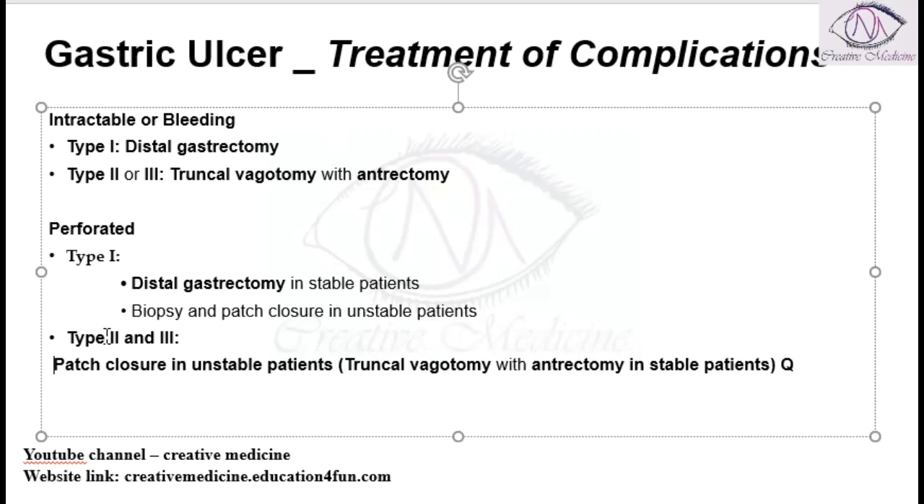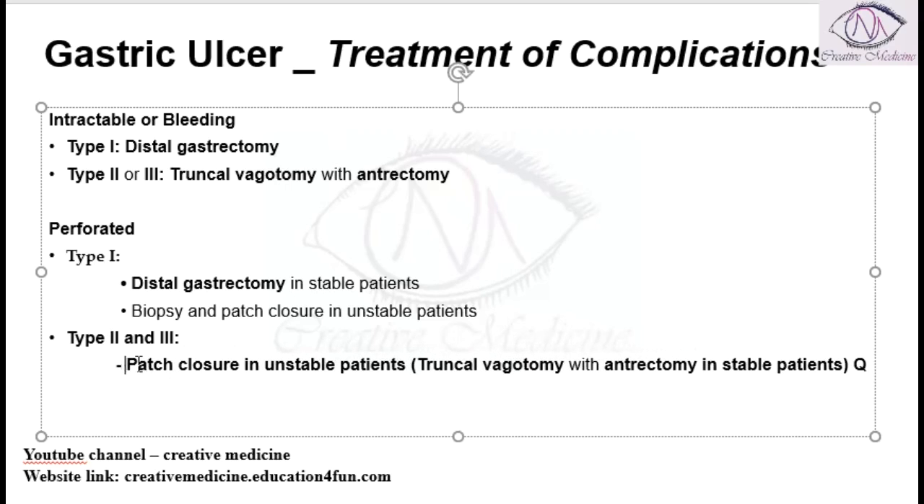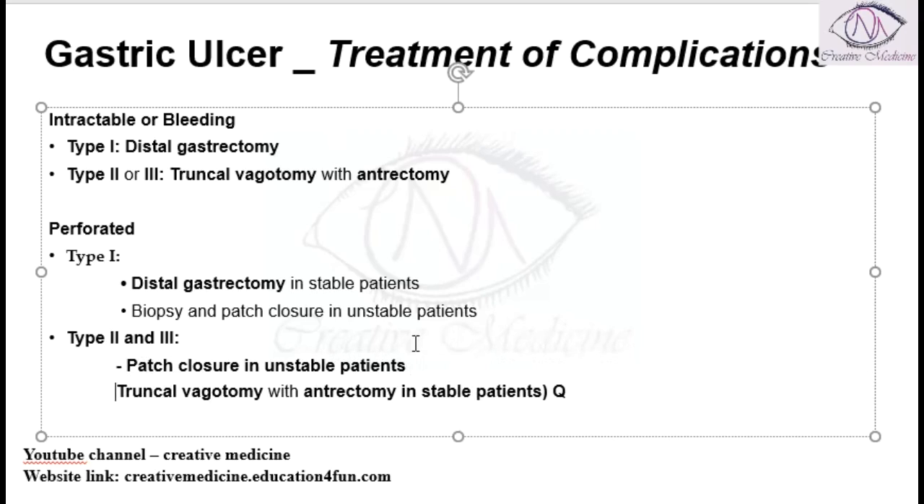Then, if it is a type 2 or type 3 ulcer, if the patient is unstable, we should do a patch closure, and if the patient is stable, you should do a truncal vagotomy and antrectomy in these patients.